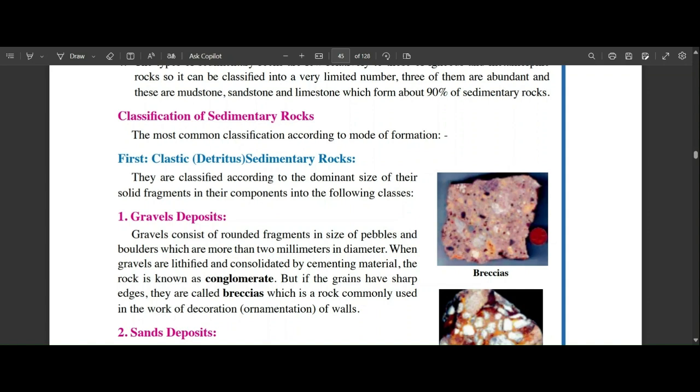One, gravel deposits. Gravels consist of round fragments in the size of pebbles and boulders, which are more than 2 millimeters in diameter. When gravels are lithified and consolidated by cementing materials, the rock is known as conglomerate, but if the grains have sharp edges, they are called breccias, a rock commonly used in decoration, ornamentation of walls.